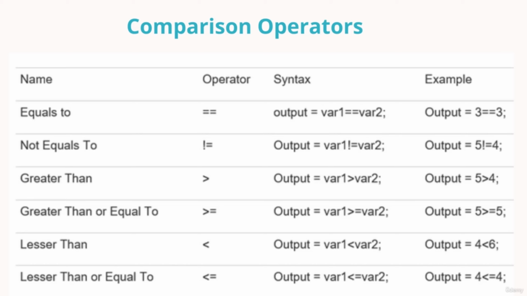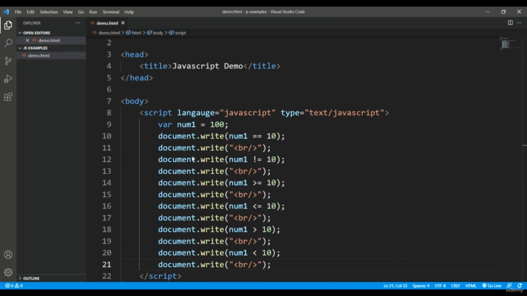So let's see practically how we can start implementing these operators. Now for implementing the comparison operators, what I have done is simply taken a variable and, using the assignment operator, assigned a value called 100. It's a fixed value, and now I have used all the comparison operators, that is double equals to for comparing the equality, not equals to, greater than equal to, less than equal to, greater than, and less than.